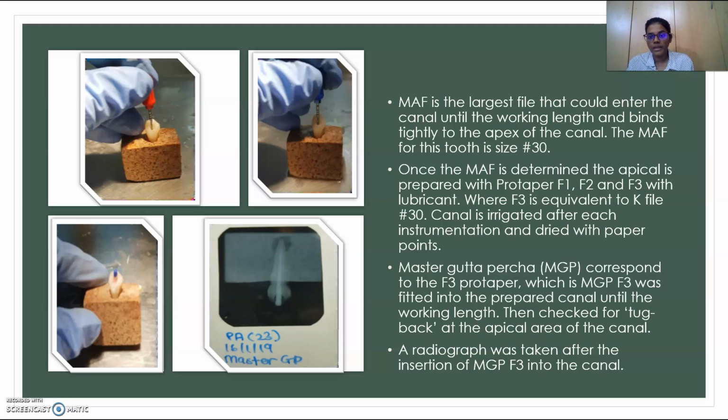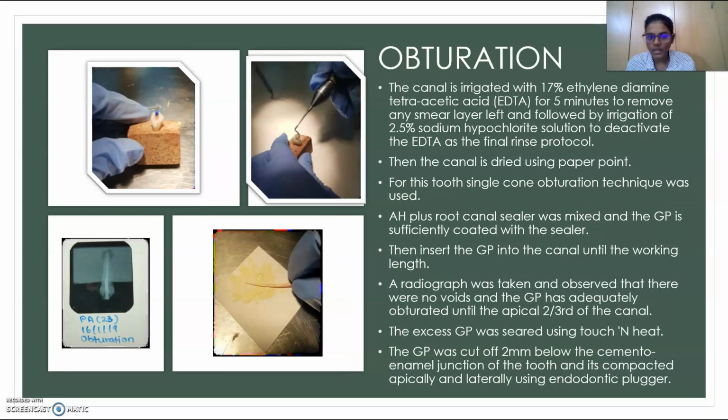Once MAF is determined, that's when I prepare the canal using the ProTaper F1, F2, and F3. F3 is equivalent to the K file size 30. Once I've prepared up to F3, a master gutta-percha cone corresponding to the size F3 is taken and inserted up to the working length, and a tug back is felt. Then followed by the obturation.